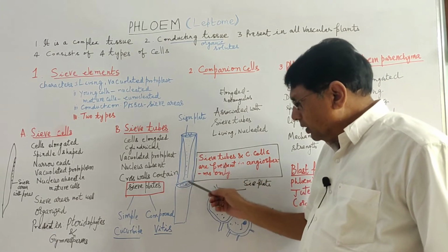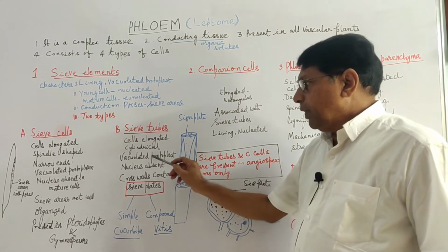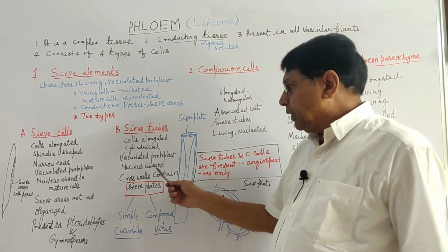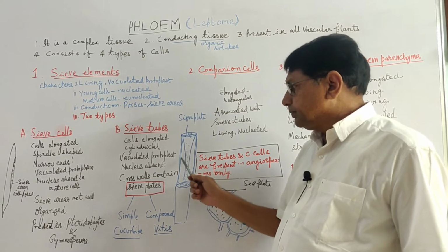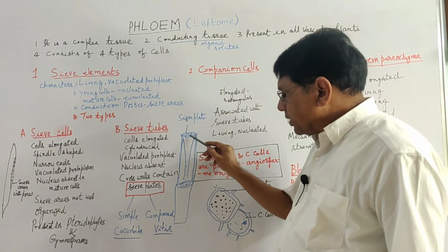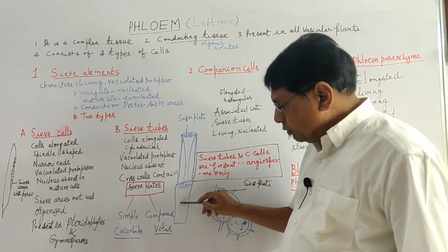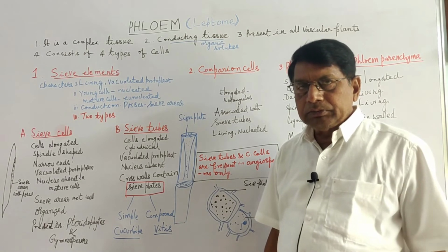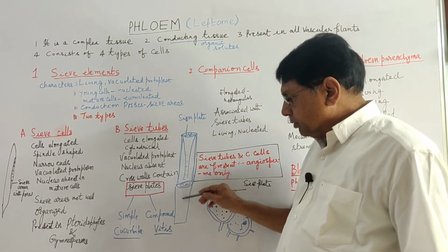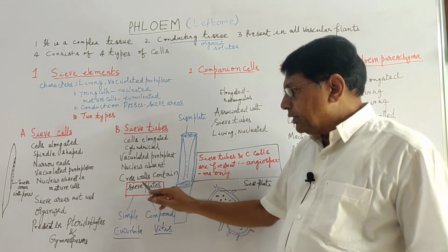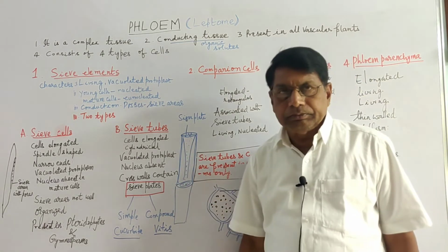Then when we come to sieve tubes, the cells are elongated, cylindrical, with vacuolated protoplast, nucleus absent. Cross walls, these are the cross walls. This is one sieve tube, this is another sieve tube, arranged one above the other. These are the cross walls between the two cells. The cross walls contain sieve plates.